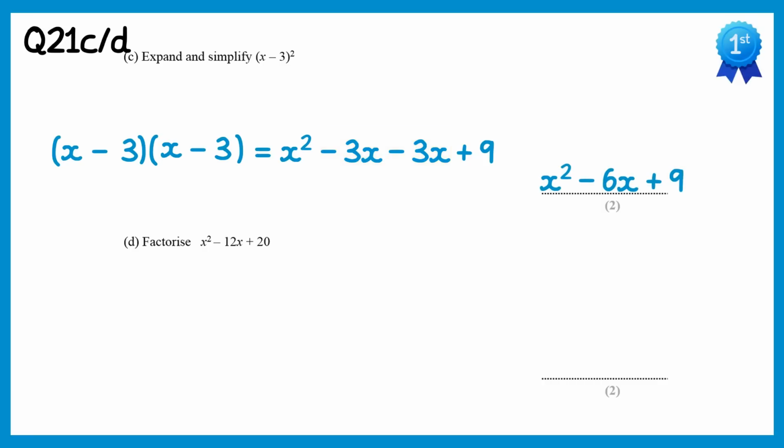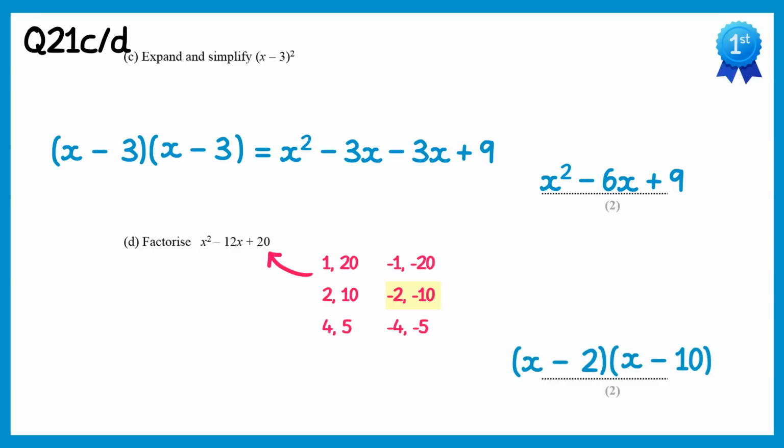For part D, we need to factorise. If you look at the last term here, we need to find all of the factor pairs of positive 20. You've got 1 and 20, 2 and 10, and 4 and 5. But you've also got the negative pairs, negative 1, negative 20, negative 2, negative 10, and negative 4, negative 5. One of these pairs must add up to make negative 12, and it's this one here, negative 2, negative 10. So the brackets will be x take 2 and x take 10.